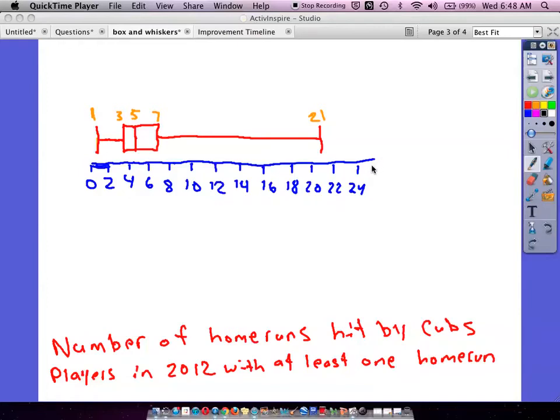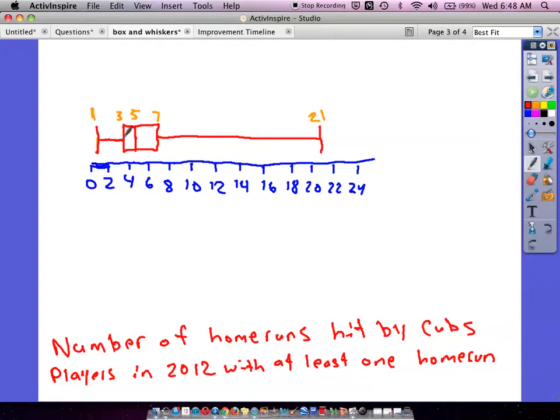This final one we'll look at before I have you do one of these on your own. If you're a Cubs fan, this will become familiar to you really soon, if you've watched the 2012 season at all. This graph represents the number of home runs hit by Cubs players in 2012 that have at least one home run. So if you think about what this graph actually represents, it doesn't represent these 5 numbers.